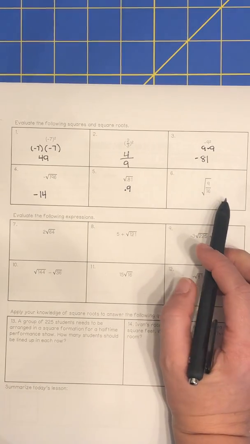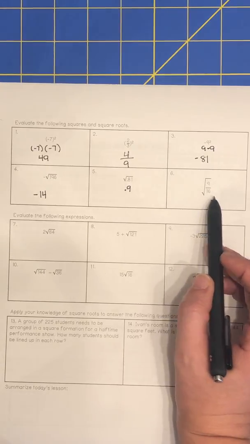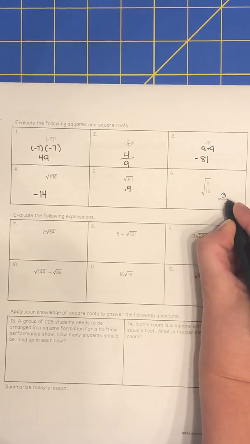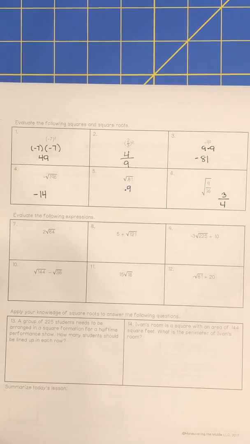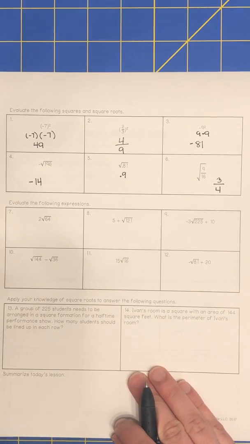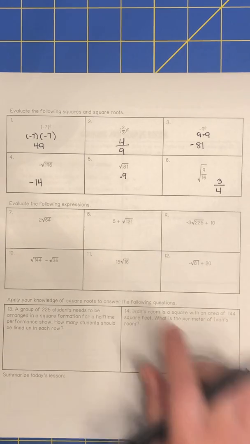This is a fraction, so for the square root of the fraction, we just take the square root of each one of the numbers individually. So if I take the square root of 9, I know that's 3. And if I take the square root of 16, I know that's 4. So the square root of 9/16 is the same as saying 3/4. So now I want you to try these ones on your own.